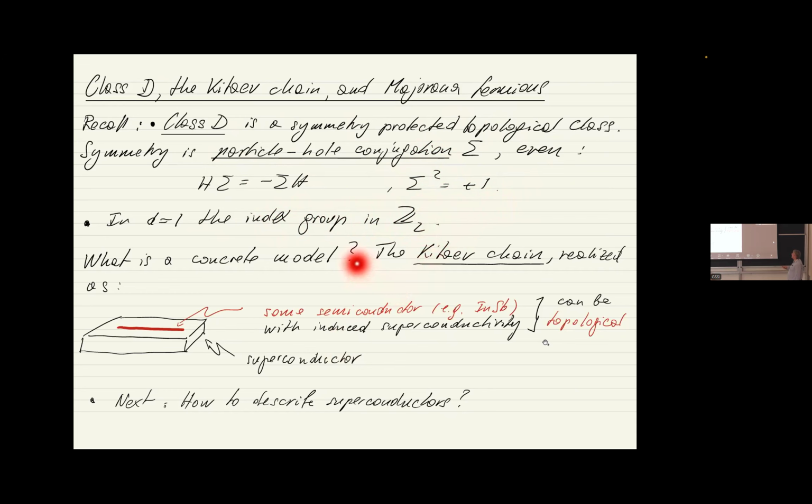And what is a concrete model? Well, there's a concrete theoretical model, which is the Kitaev chain. And it has been claimed that it could be a good model to implement a qubit, if this qubit would be realized concretely by the following device here.